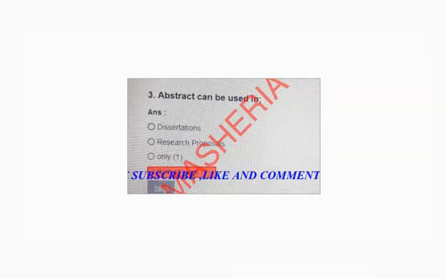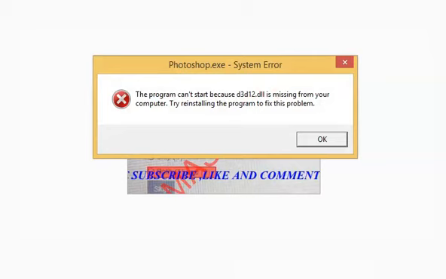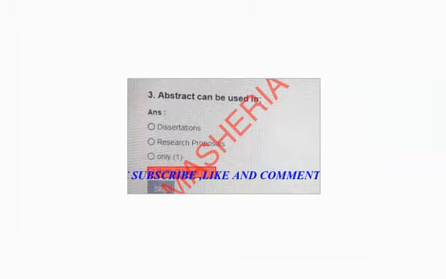Abstract can be used in. So abstract can be used in A, dissertations, B, research proposals, only in dissertation. So abstract is used in all the above. In 1 and 2. So here the answer is in 1 and 2.